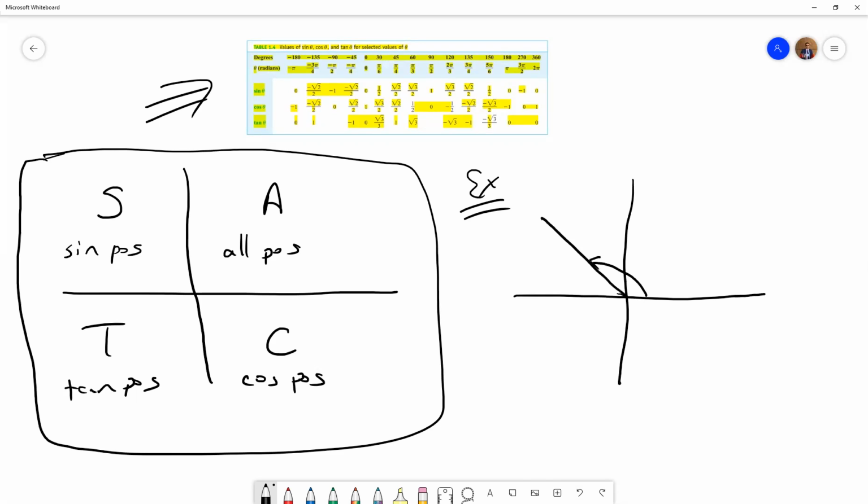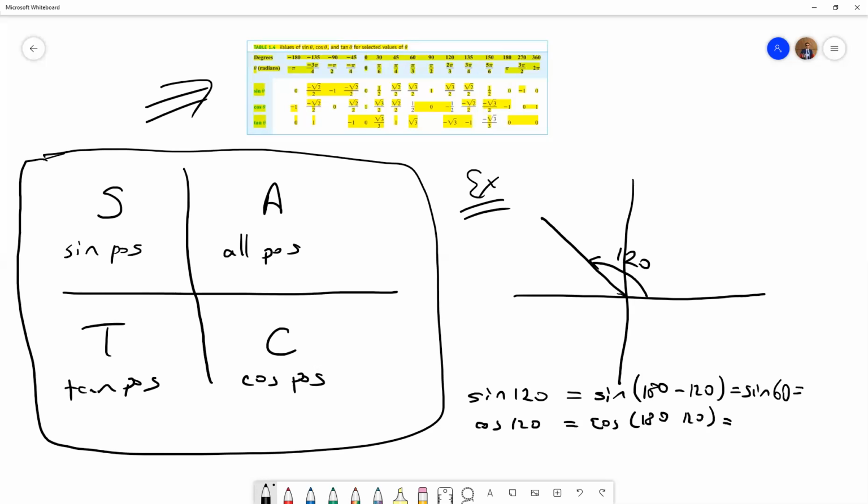We have 120 positive of measure here. It's counterclockwise. So sinus 120 degree is equal to sinus 180 minus 120. This is sinus of this one. And cosinus 120 means cosinus 120. This is cosinus minus 60. What's that?